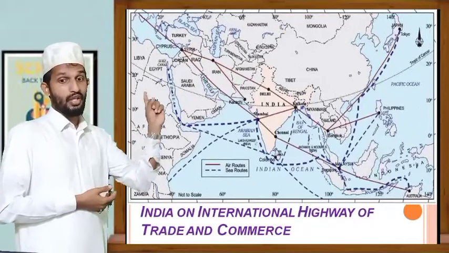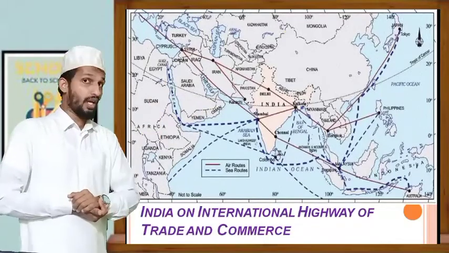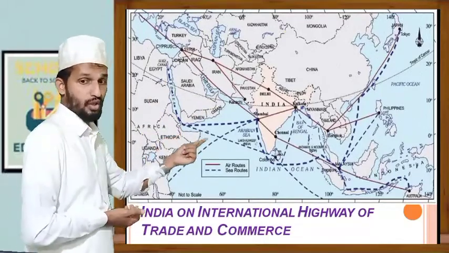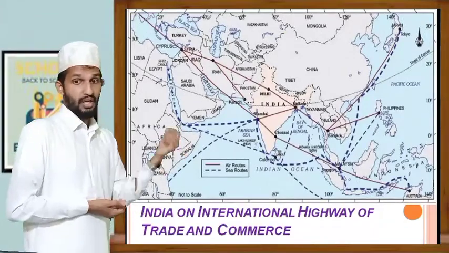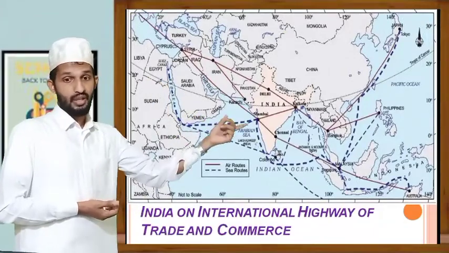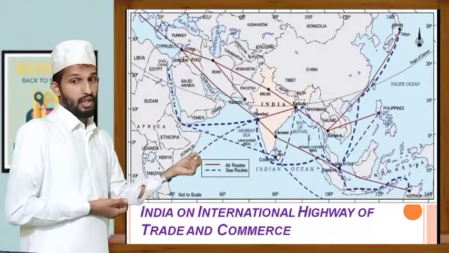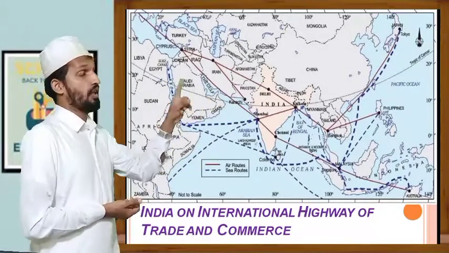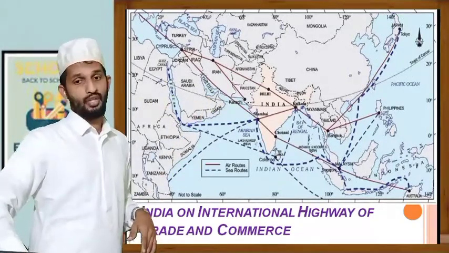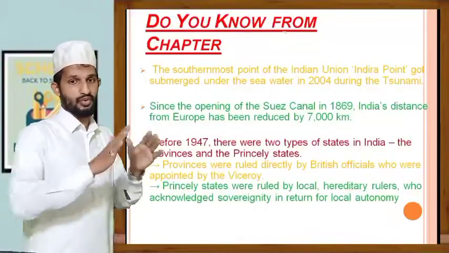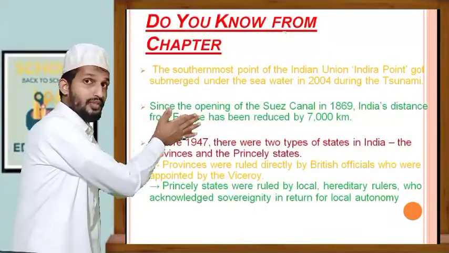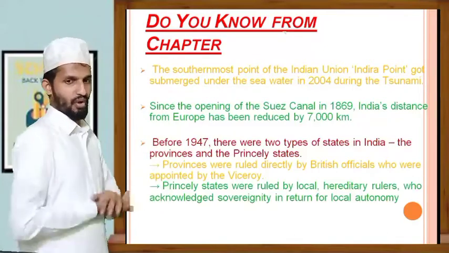So India is on the international highway of trade and commerce. We can see from this picture India's connections from Mumbai, from Delhi, from Kolkata, from Chennai, from everywhere. We have so many international trade and commerce connections, as we can see from these pictures. And what have you studied from this chapter after all?